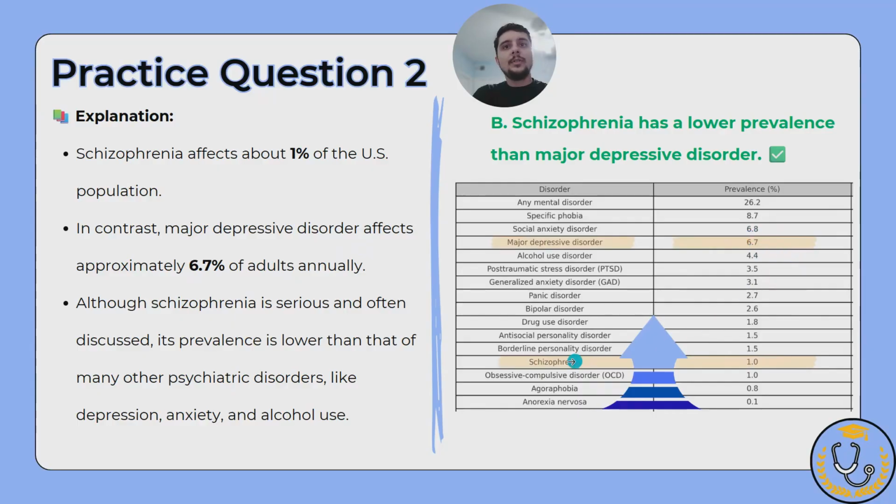And so although schizophrenia is quite serious and very often discussed, its prevalence is lower than that of many other psychiatric disorders like depression, like social anxiety, like alcohol use disorder, like generalized anxiety disorder. And so prevalence of schizophrenia is actually quite low. And bipolar disorder is also on the lower side at 2.6%.